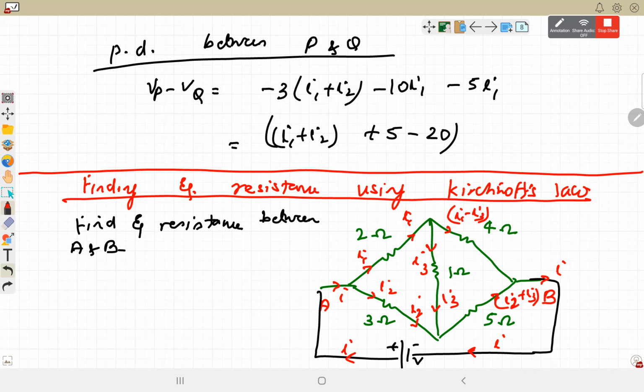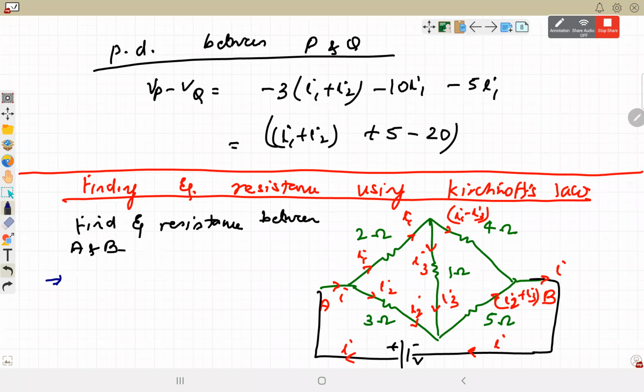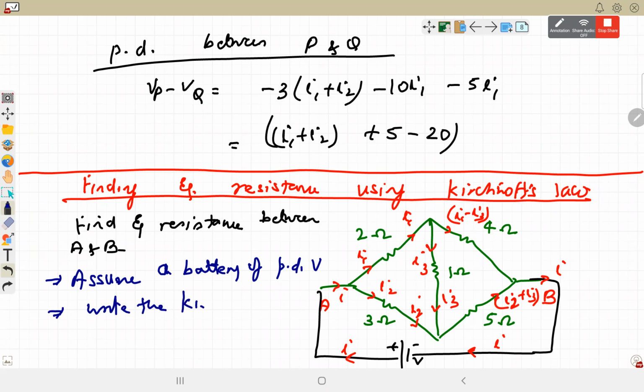Coming back to the circuit. In this circuit, we have to first assume a battery of potential V. First step is always assume a battery of potential difference V. Second step is write the Kirchhoff law equation and solve for current in terms of V.